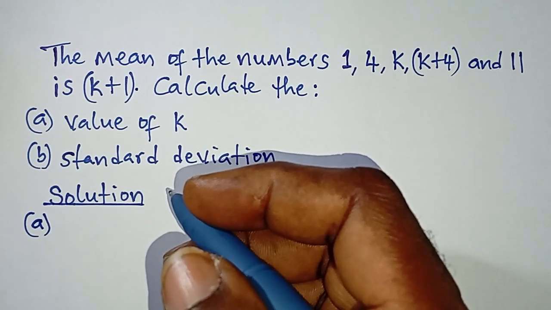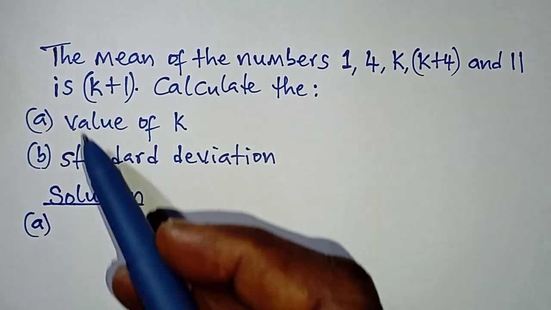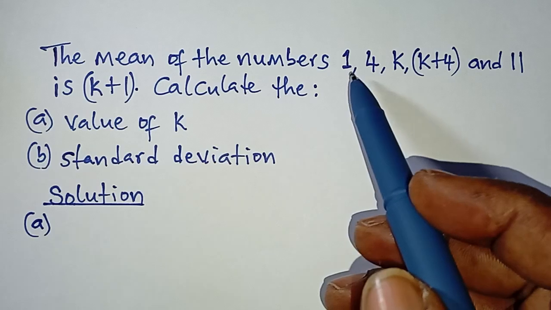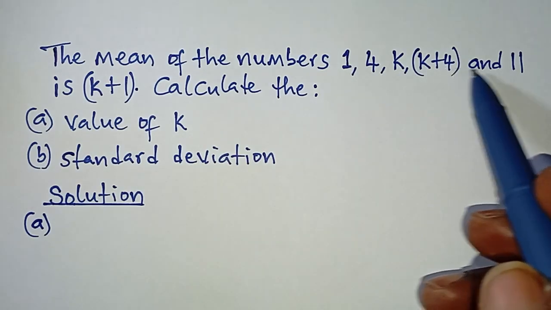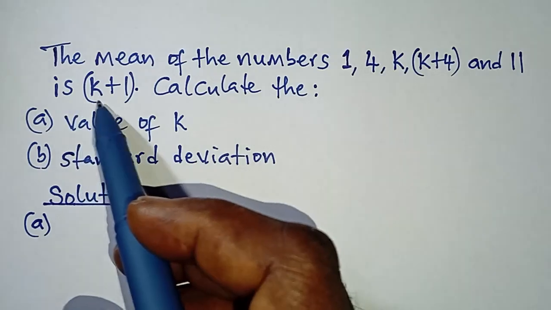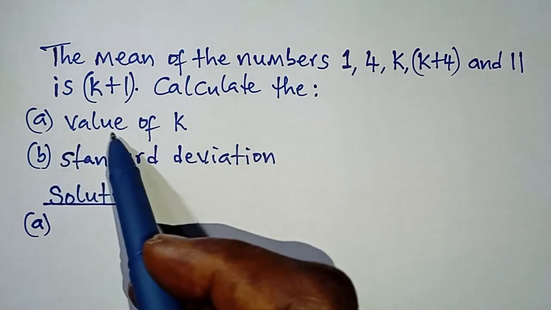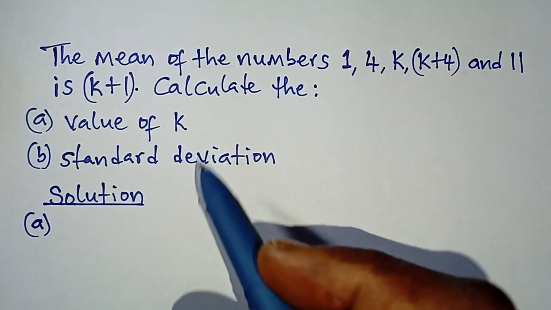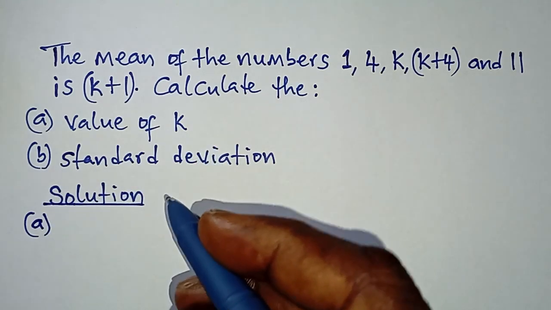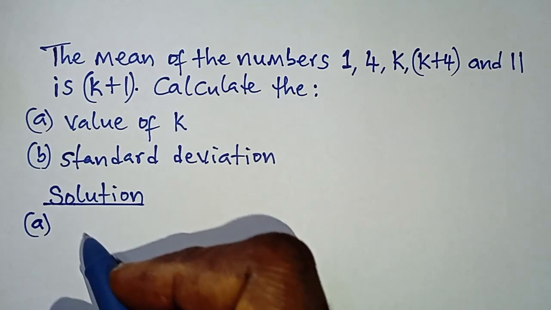Today we'll be talking about mean and standard deviation. So the question here says the mean of the numbers 1, 4, k, k plus 4 and 11 is k plus 1. That we should calculate A, the value of k, and B, the standard deviation. So for us to calculate the mean, we have to add all the numbers. We have to sum them up.